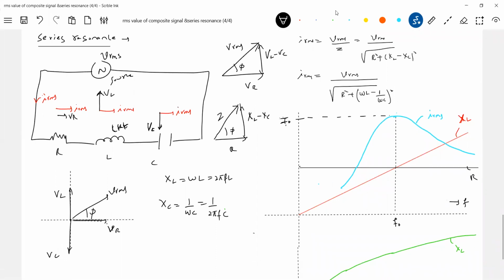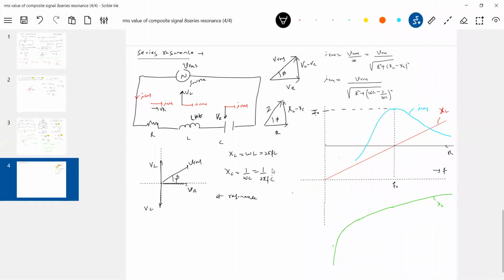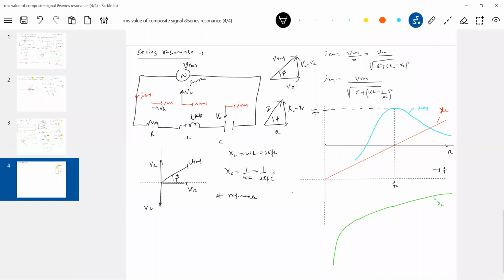So how do we calculate the resonance? I'll put everything in one page here. At resonance, XL will become equal to XC, which is omega naught L equal to 1 by omega naught C. Omega naught square equals 1 by LC. So the resonant frequency will be F naught equal to 1 by 2 pi root LC.